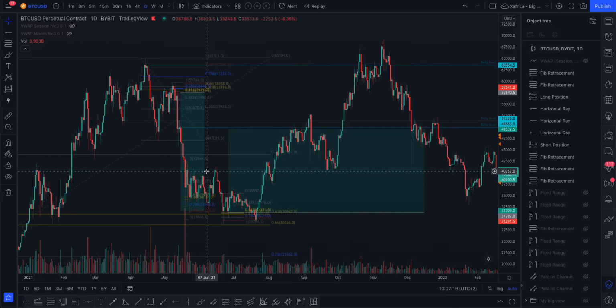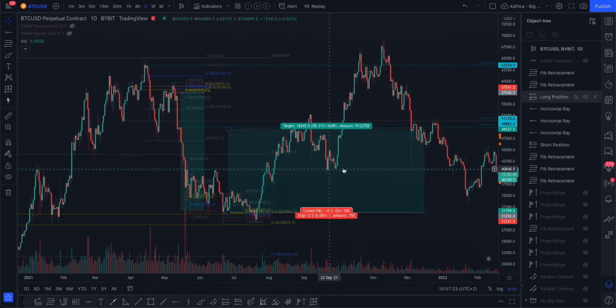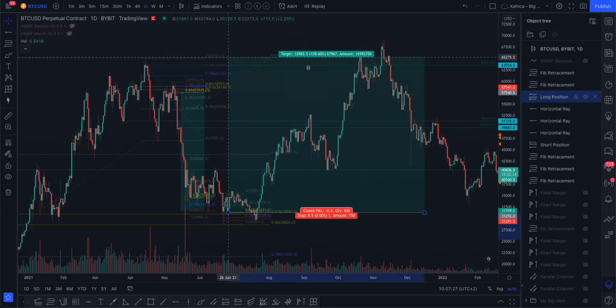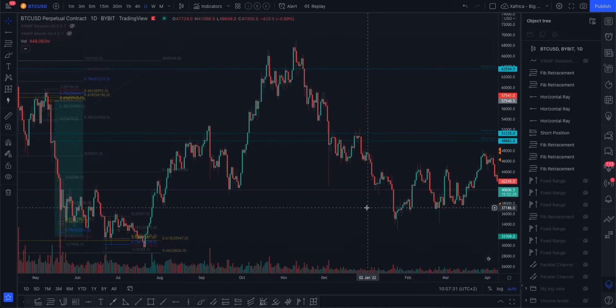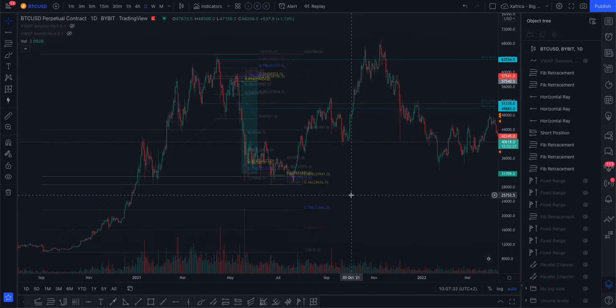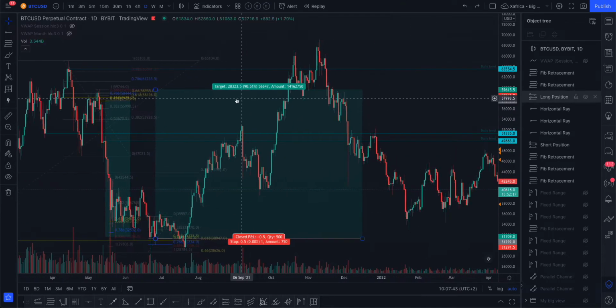40,000, the round numbers are always a psychological level. Anyway, so that level, we took it up to the top, so I'm going to just delete that, not important anymore. And then another, sorry, I'm fumbling around here. I just wanted to show that trade, still show that trade.